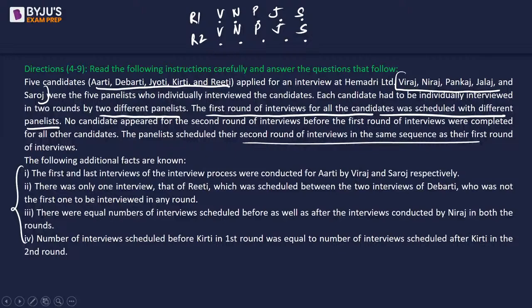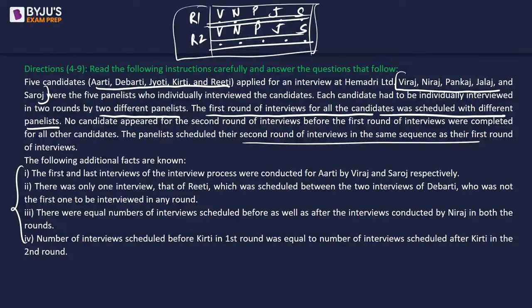The first and last interviews of the interview process were conducted for Aarti by Viraj and Saroj respectively. Okay, so we would know where to put. So can we say we need to draw a table where the interviewer's name, interviewee's name, as in candidate's name, and round 1 and round 2 हमें fill करना है. So we need a table something like this, where we will have interviewers, we will have candidates, and we will have 2 rounds.